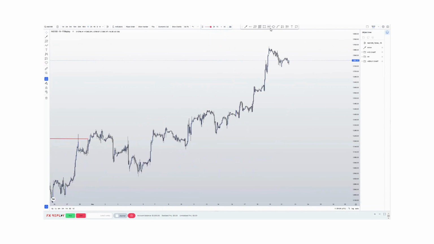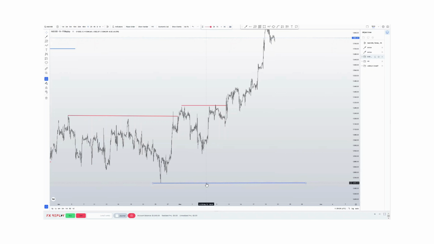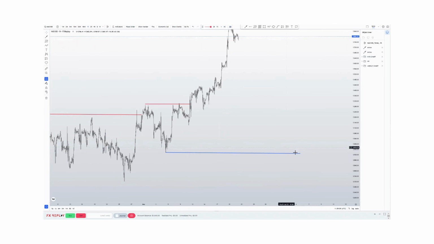We have the internal of the M15. We have lower low, lower high, lower low, lower high, lower low, and then a shift to a bullish order flow. Higher highs, higher lows, higher highs, higher lows, higher highs. So at this point we had another break of structure, and our protected swing was shifted to that point.